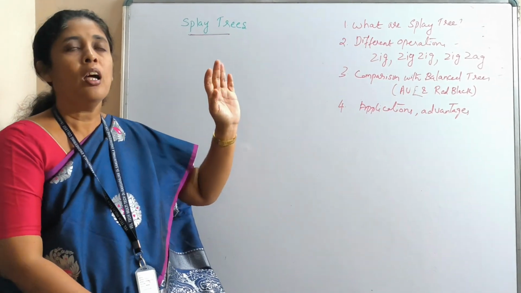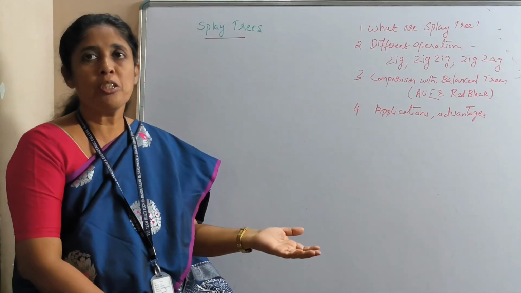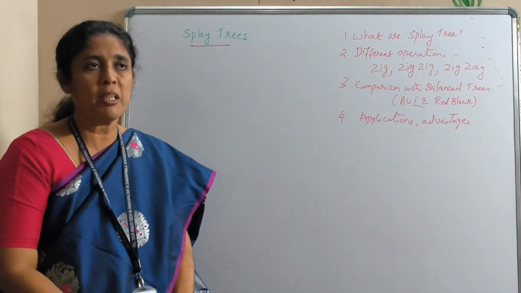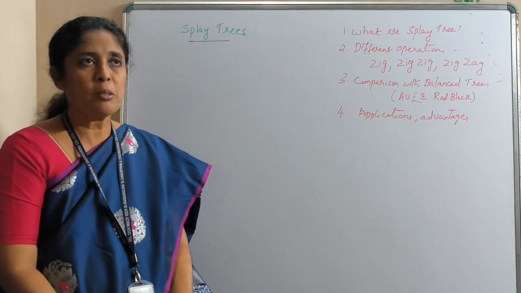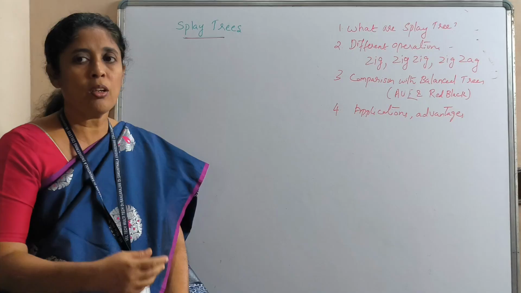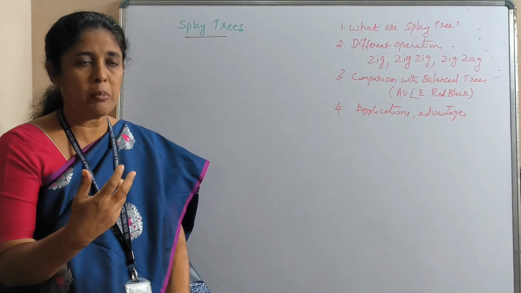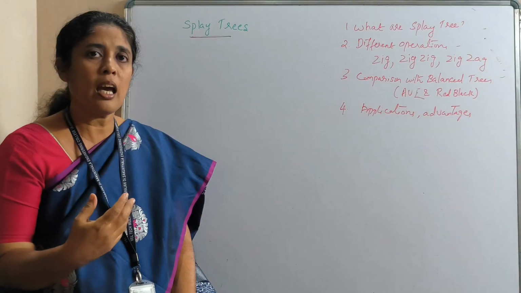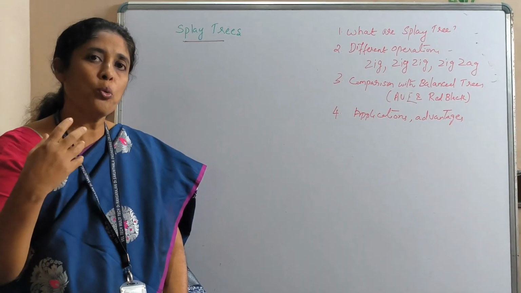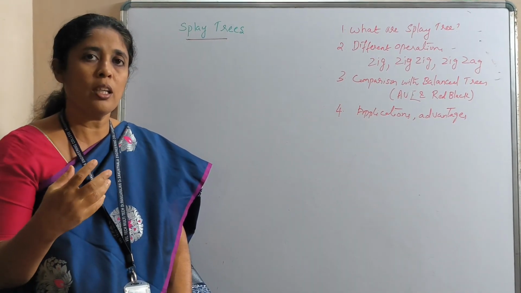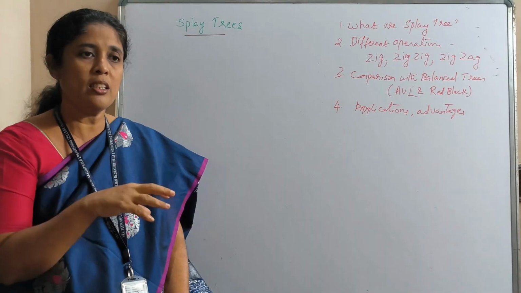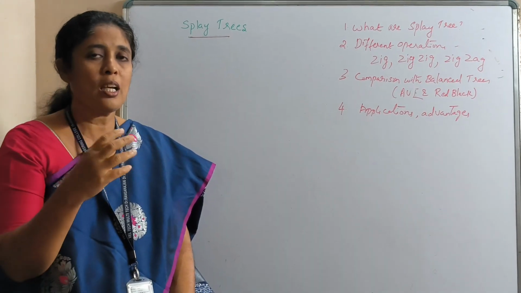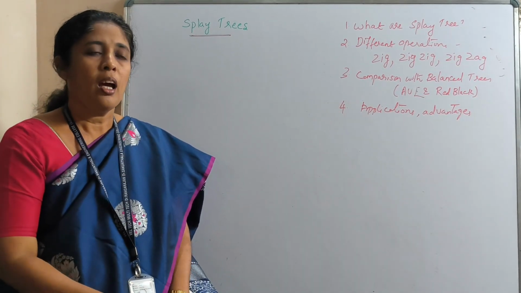First of all, before going to an explanation with an example, let me say what a splay tree is. The main property of a splay tree is that when you search or access an element, or insert or delete one, that element has to be brought to the root node. Wherever it is, it has to be brought to the root. That is what we call splaying.